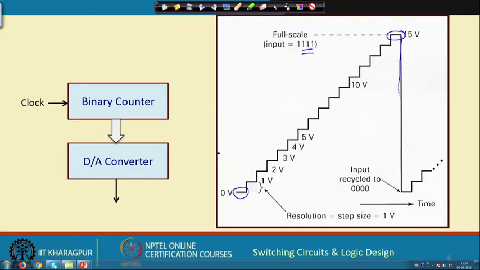After that, it will again go down to 0. So, it will be a staircase kind of waveform. It will go up, then again down, again go up, again down, like this. But it is not a continuous thing, it will be small steps. This is how the output waveform will look.